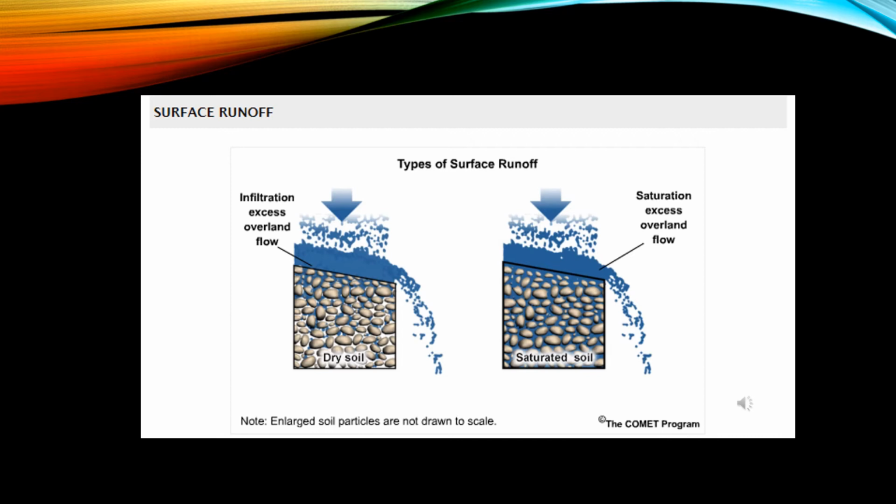Okay, the first one is when the rain falls on dry soils, we can see the water enter into the particles very slowly. And then the next one is when the rain falls onto saturated soils, the water absorbs and enters into the soil particles fully.